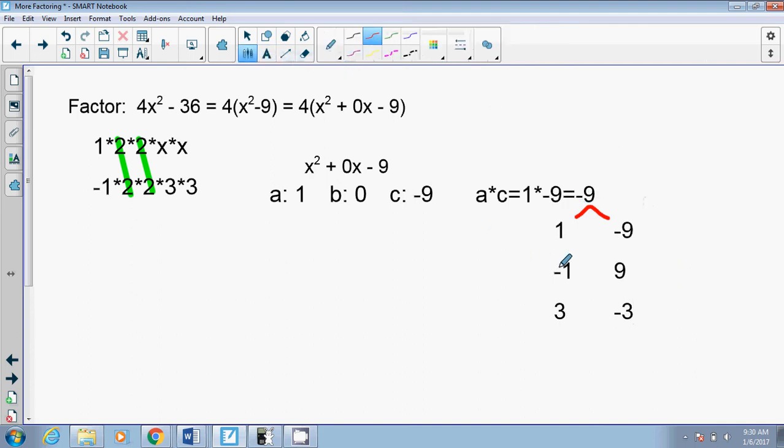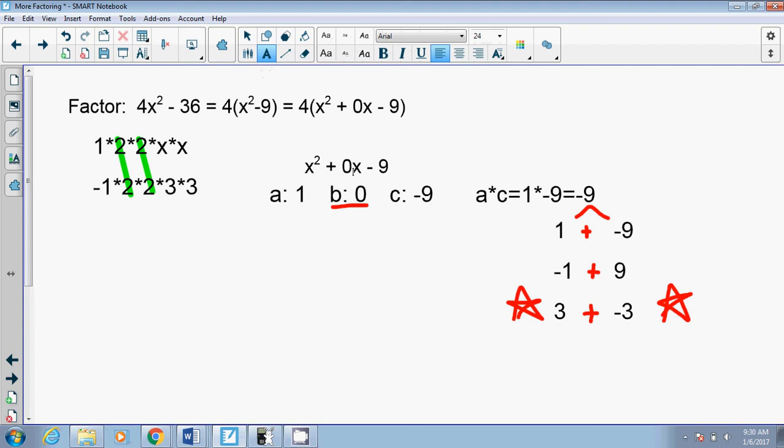So next thing I want to do is I want to determine which of these add to my b. My b in this case is 0. So which of these add to 0? Hopefully you see here 3 and negative 3 add to 0, which means I rewrite my middle term as 3x and negative 3x. So the x squared of the first term will never change, and neither will the last term of negative 9. But I will have my middle term changing to plus 3x and minus 3x.